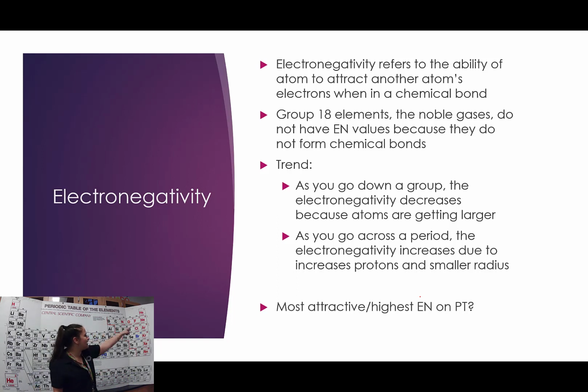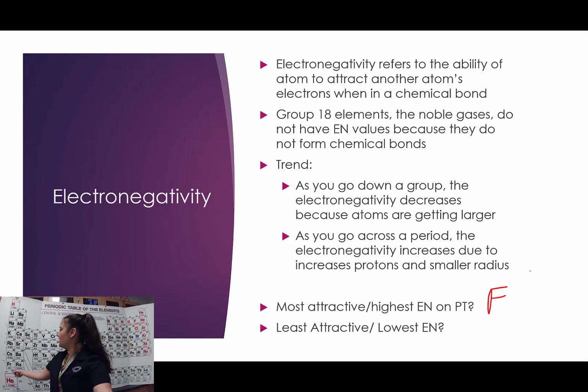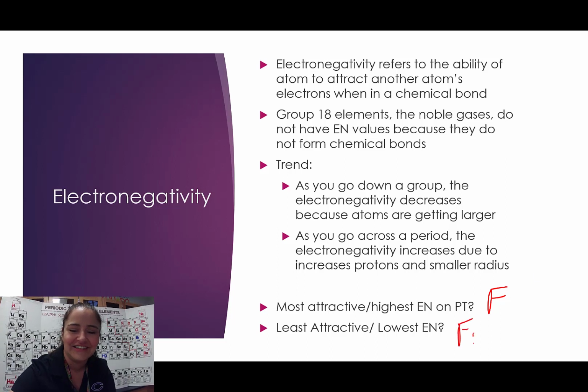Well, we know it's going to be up in this corner because it increases that way and increases as you go up. But helium and neon don't have it, so it is going to be fluorine, okay? Fluorine is the most attractive on the periodic table, which leaves big old francium to be our least attractive.